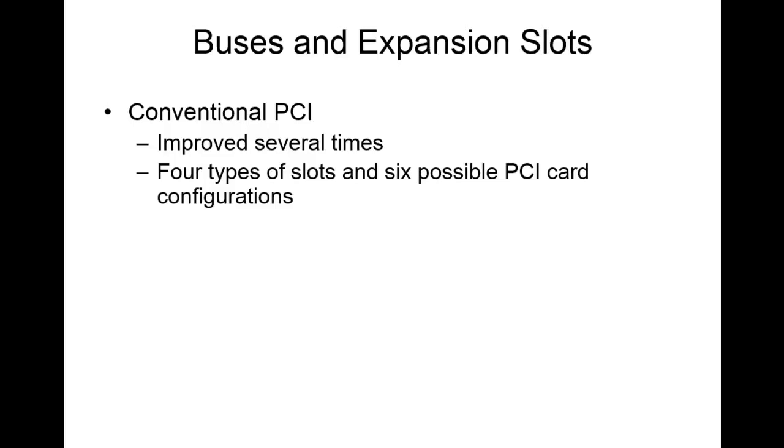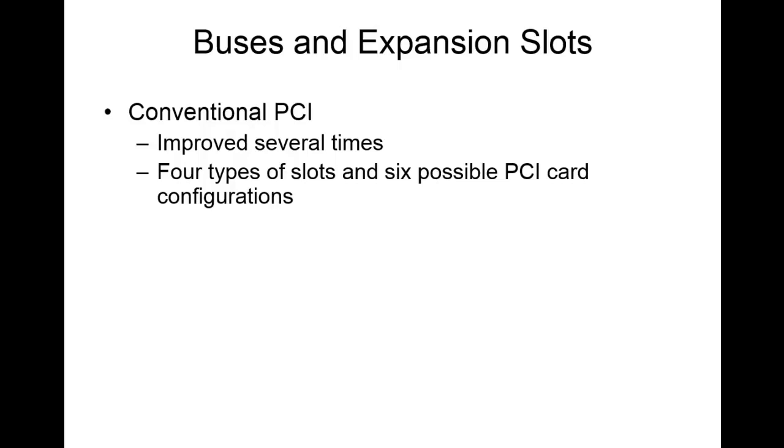Okay, now let's talk a little bit about buses and expansion slots. Buses used on motherboards include conventional PCI, PCIe (PCI Express), and AGP. AGP is used solely for video cards, and PCI Express has been revised 3 times and is replacing primarily all other bus types.